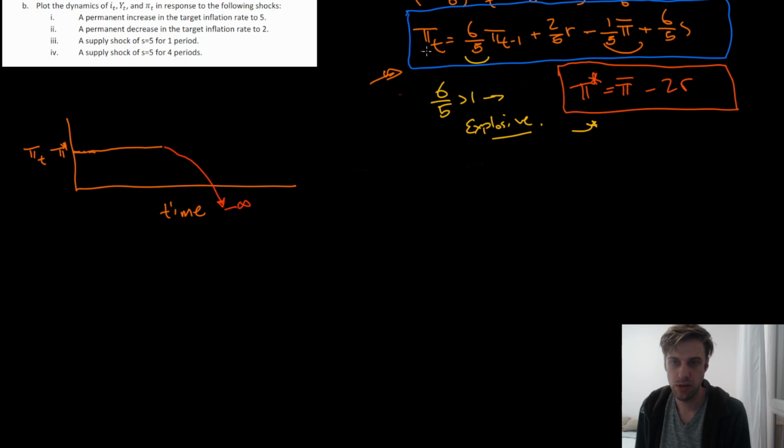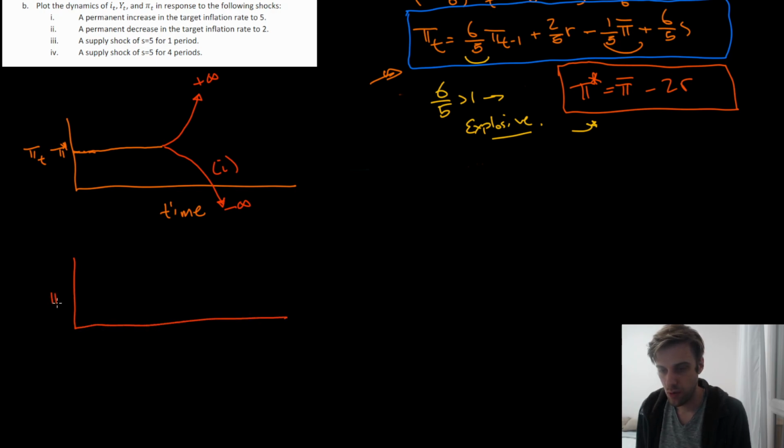And then, of course, the opposite is true for number 2. So this is case 1. In case 2, we get a decrease. So minus becomes a plus, and so it gets bigger. So we're knocked off the steady state, and we go to plus infinity. Yes, and the same thing is true for 3 and 4. The only difference is in 3, we have only a single shock.